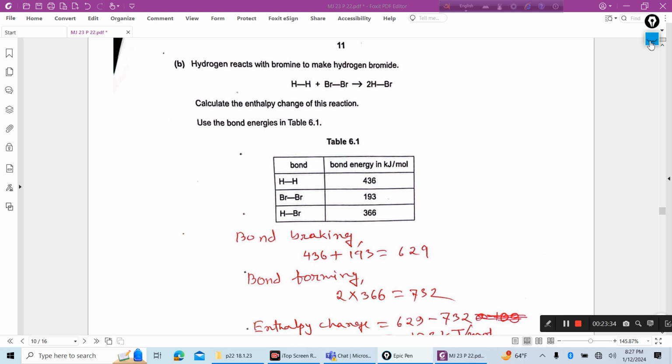Next, question number B. Here one reaction hydrogen bromine to form hydrogen bromide. Their bond and bond enthalpy values are given. So you know enthalpy of the reaction, bond broken in reactant, bond break in product, bond form.